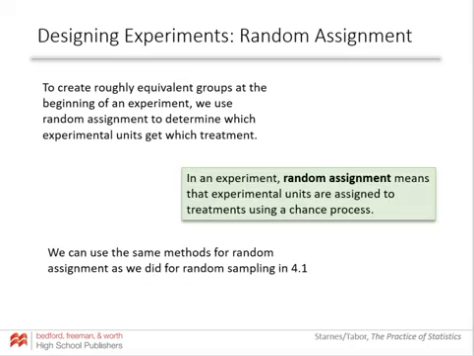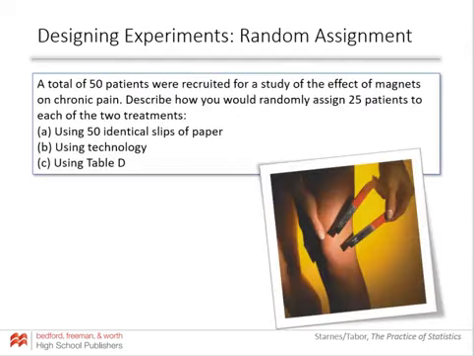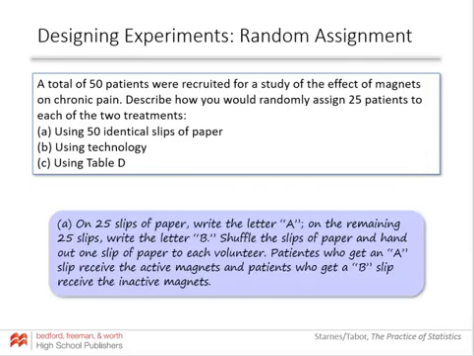We can use the same methods of random assignment that we did for simple random samples. Okay, so we could use slips of paper, the hat method. We could use technology. We could use, it says Table D here. That's a table of random digits. All right, so here is an example of what that would look like.